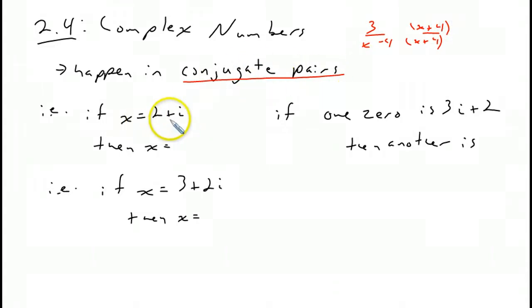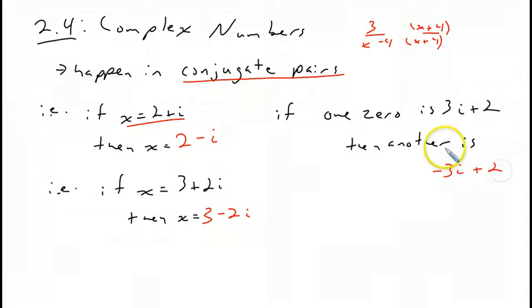Conjugate pairs happen when you change the sign in front of the I, the imaginary number, wherever it is. So if we know that x equals 2 plus I, then also x equals 2 minus I. Notice how the signs just switch. One's positive, one's negative. If x equals 3 plus 2i, then also x is 3 minus 2i. If one zero is 3i plus 2, then another is negative 3i plus 2. They happen in conjugate pairs, so whatever sign you have in front of your I, to get the other one we just change the sign.